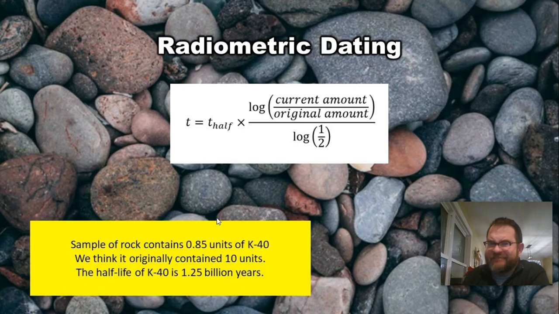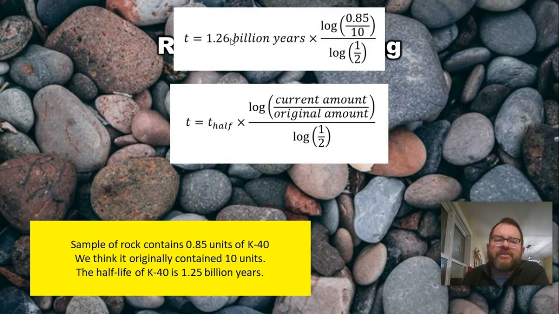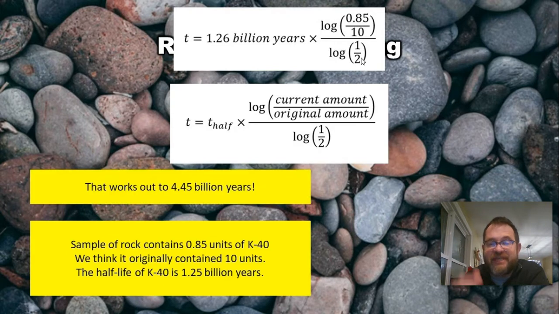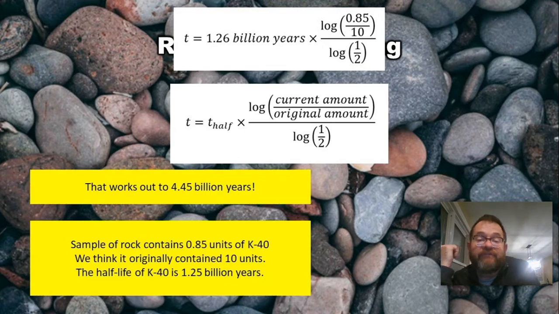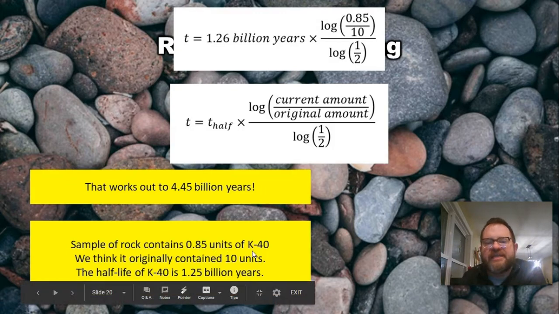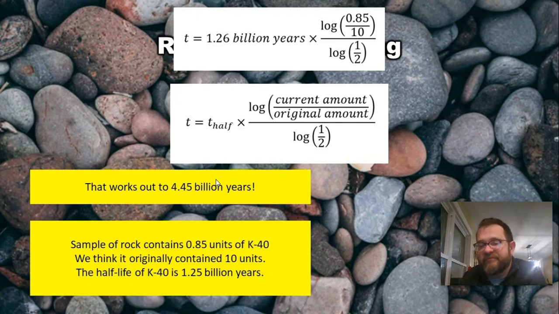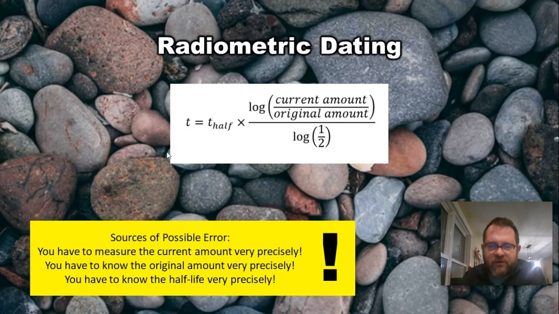That's the kind of thing labs do. They figure that kind of stuff out. You can crank those numbers in here. Oh, I made a typo on here. It's 1.25, not 1.26 billion years. You crank those numbers into the calculation on your calculator. Again, don't do it all in one fell swoop or you'll almost certainly make a mistake. In this case, it works out to 4.45 billion years. If we currently had 0.85 units of potassium 40, and we started off with 10 units, you could do the math, and that rock would be 4.45 billion years old. That would be a spectacularly old rock on the surface of the Earth.